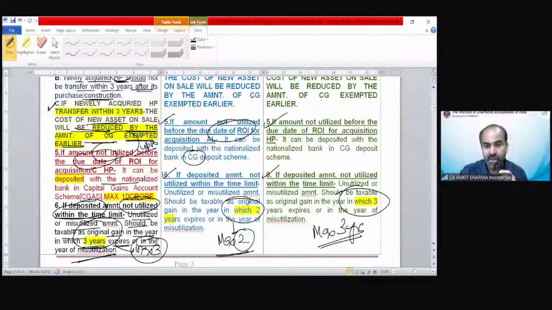Let me see if there's any query. Priyanshi was asking, sir, what if more than 80 lakh is utilized? In that example, if you utilize more than 80 lakh, you cannot gain any extra benefit. Whatever you have deposited in the scheme, 80 lakh, even if you utilize more than that, it would be a waste. No exemption for that.